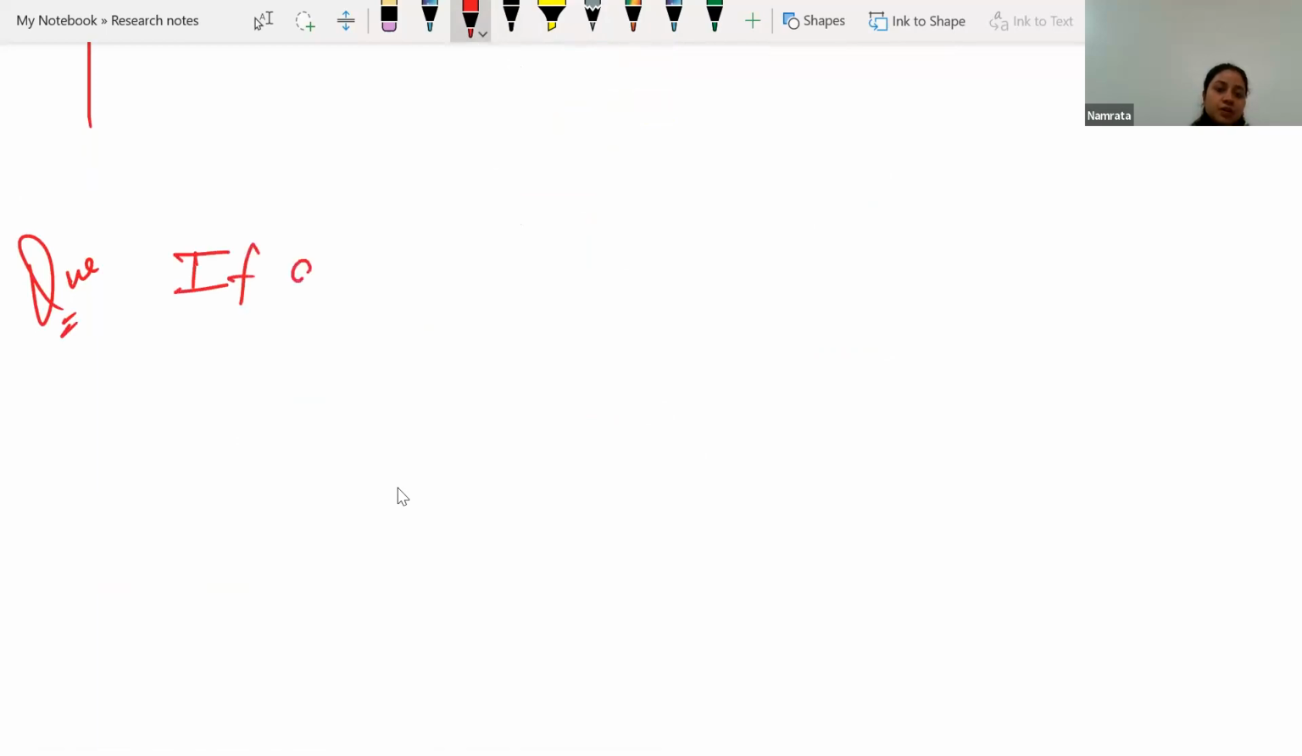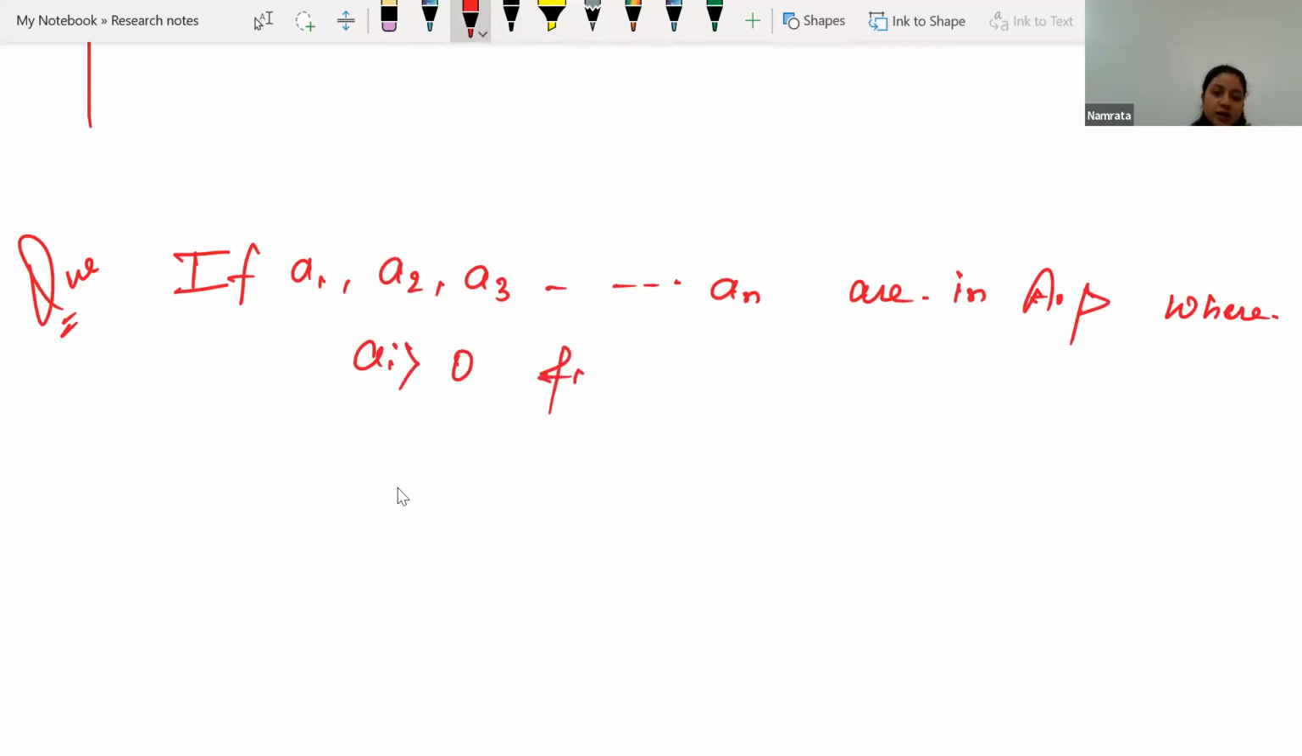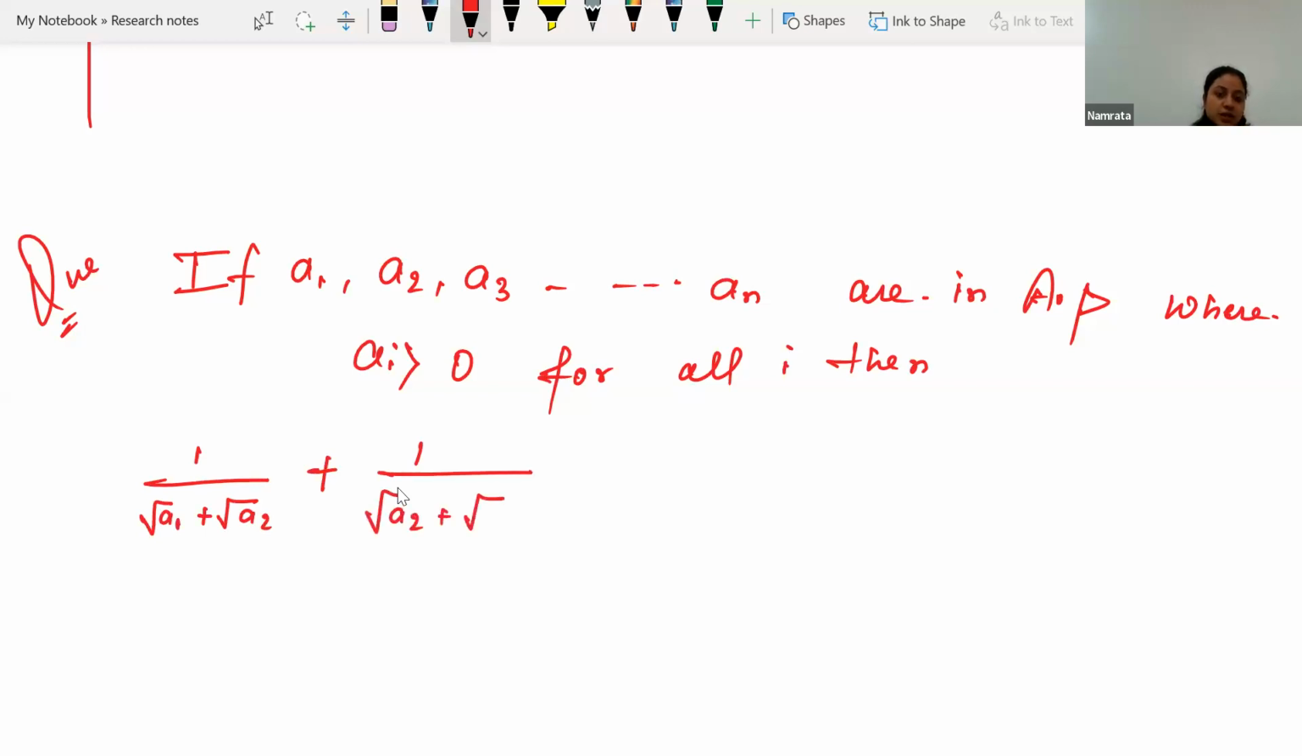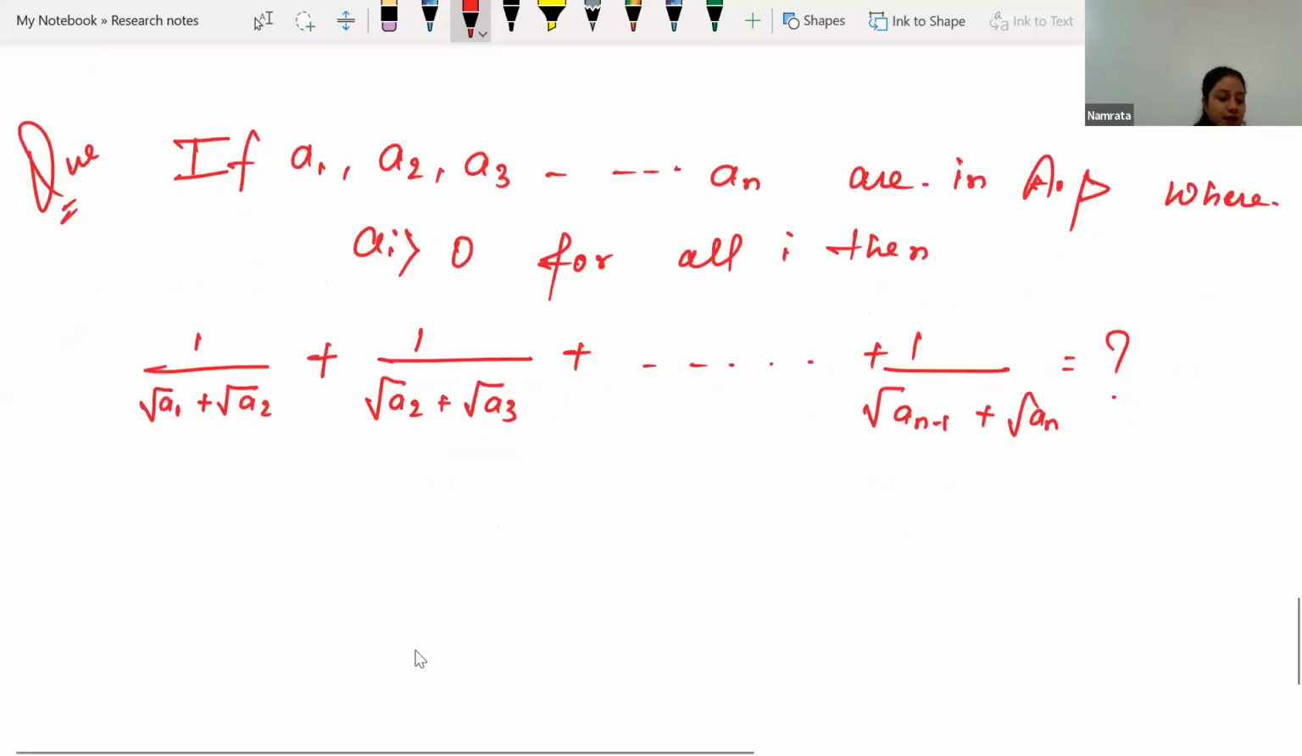If a1, a2, a3, ..., an are in AP, where ai is greater than 0 for all i, then we have to find the sum 1 by root a1 plus root a2, plus 1 by root a2 plus root a3, plus ..., plus 1 by root a(n-1) plus root an, is equal to what? The sum of all these we have to find.